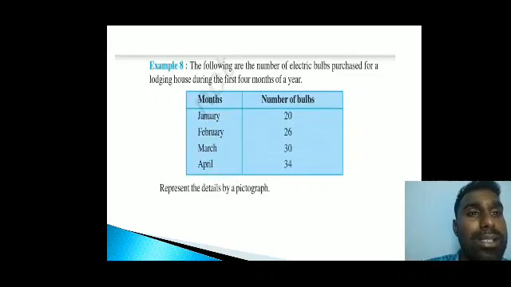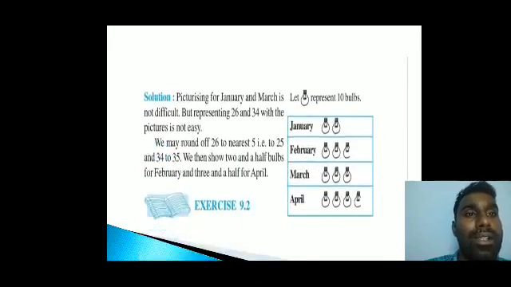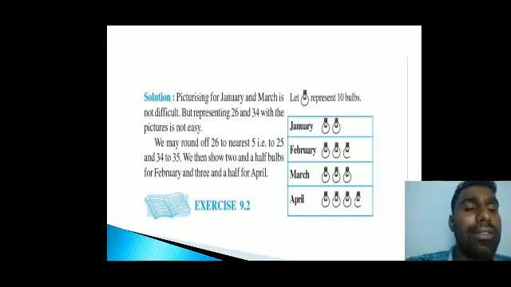So represent the details by a pictograph. Okay, so you have to draw the pictograph. For that you have to draw any symbol, and you have to say that one symbol equals this much unit. Here, January and March are not difficult because they are whole numbers, right? But representing 26 and 34 with the picture is not easy. So we may round off 26 to the nearest 5, so 25, and 34 to 35. What they have given means that one bulb is 5 and two bulbs is 10.